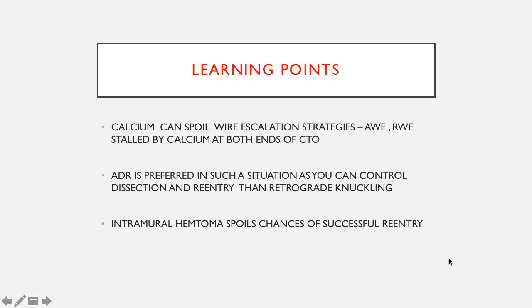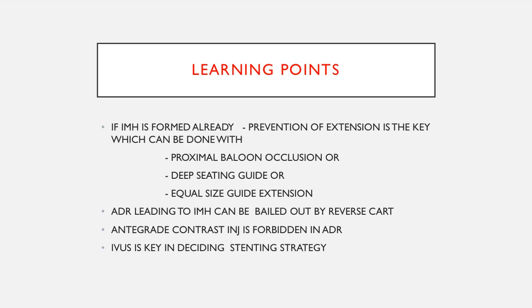So the learning points in this case are: calcium can spoil wire escalation strategies in a long CTO. In this case, both antegrade wire escalation and retrograde wire escalation were stalled by calcium at both ends of the CTO. ADR is preferred in such a situation as you can control dissection and re-entry better than retrograde knuckling. Intramural hematoma spoils chances of successful re-entry if intramural hematoma is formed already.